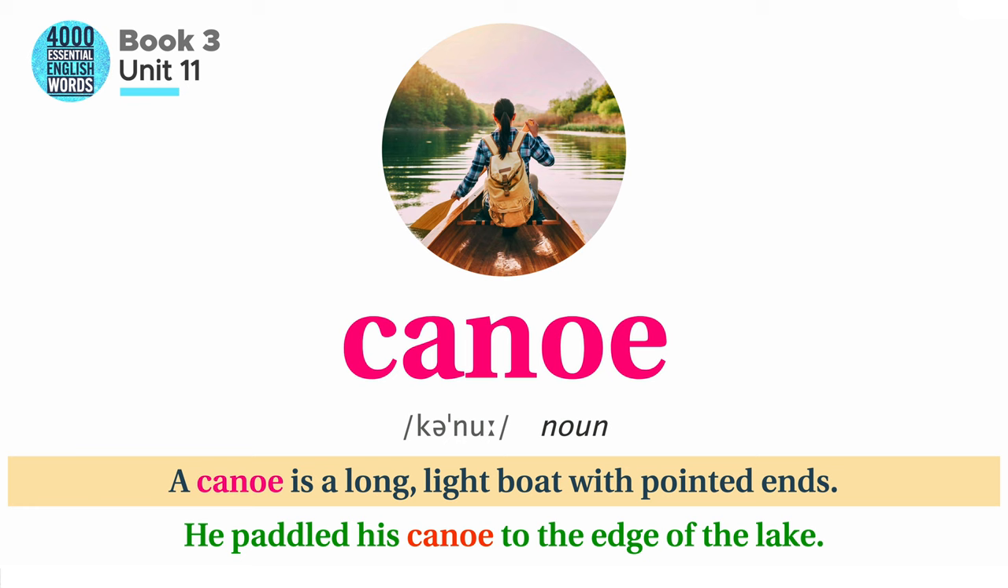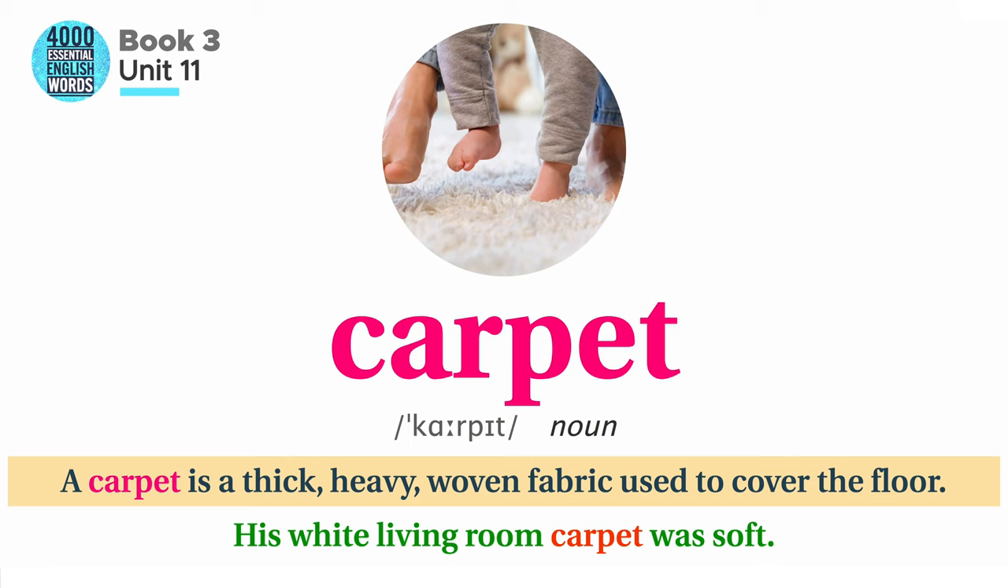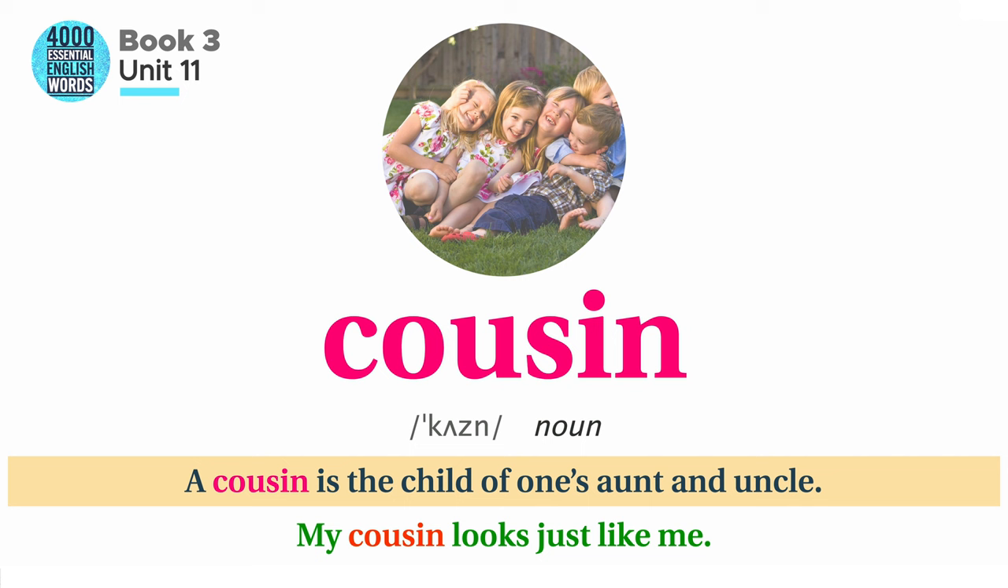Carpet. A carpet is a thick, heavy, woven fabric used to cover the floor. His white living room carpet was soft. Cousin. A cousin is the child of one's aunt and uncle. My cousin looks just like me.